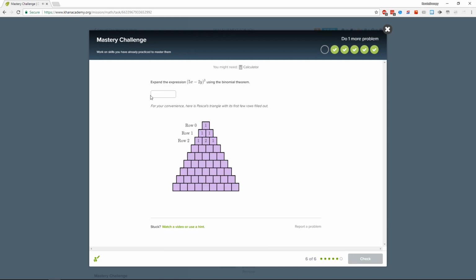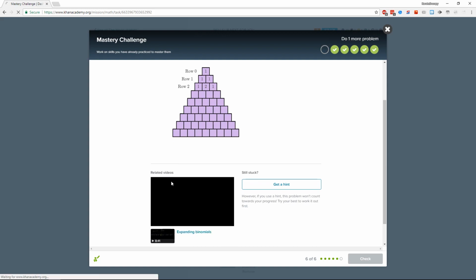Expand the expression using the binomial theorem. For your convenience, here's Pascal's triangle. Triangle with the first few rows filled out. That's not convenient because I don't know any of this. Or at least I forget it anyway.